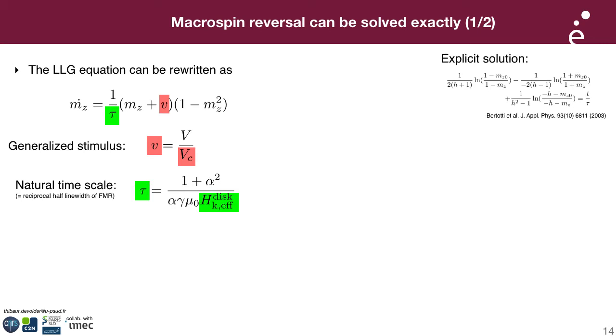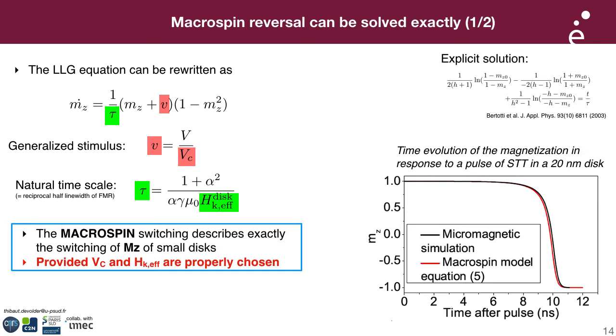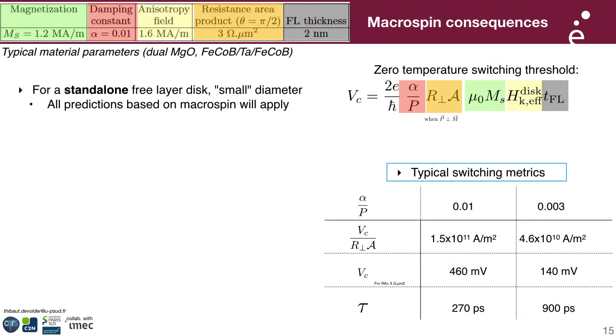Okay. And the good thing about that is that it can be solved exactly, and if you compare for a 20 nanometer disk the time response of the magnetization in an exact micromagnetic simulation or in a macrospin simulation, they are extremely similar, provided you properly define the switching threshold and the anisotropy field. So it's interesting to have this macrospin model, because in this macrospin model many things are analytical.